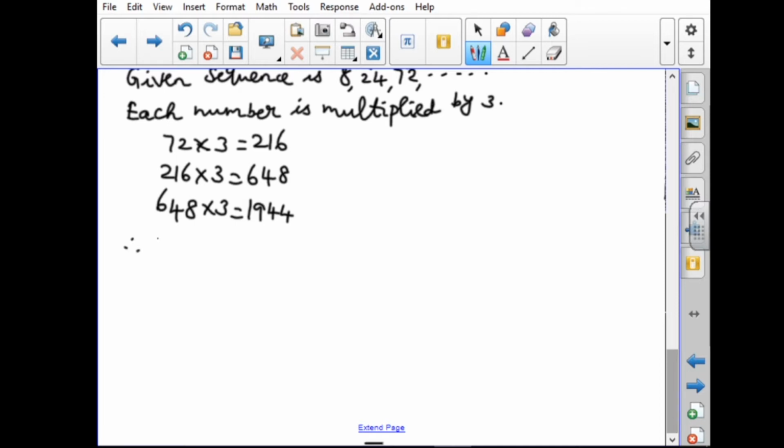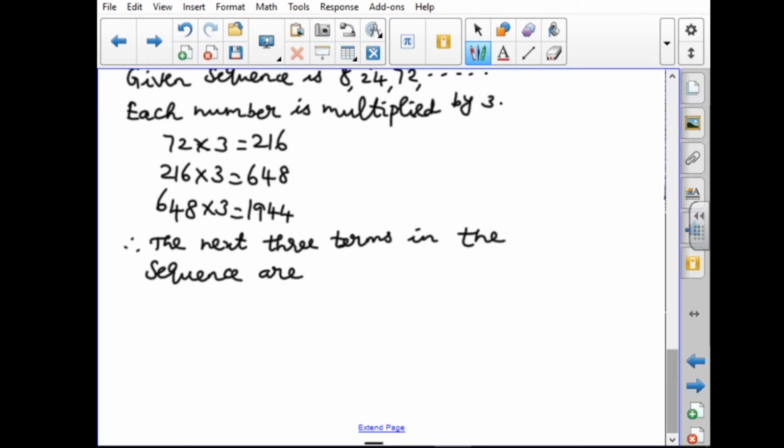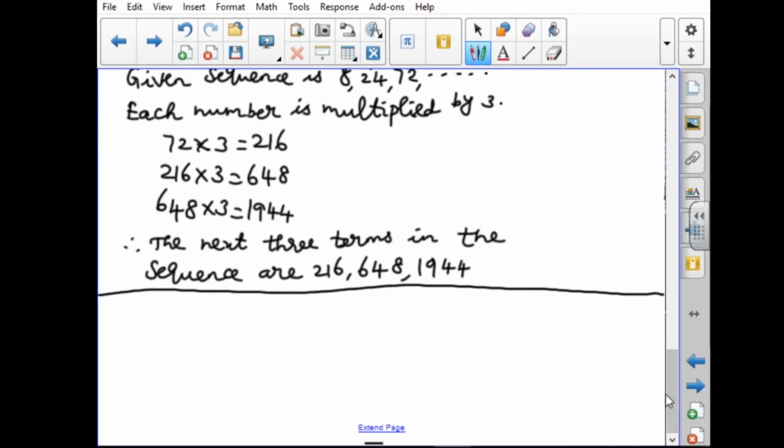Therefore, the next 3 terms in the sequence are 216, 648, 1944. That's all. Each and every sum you have to take and write the answer like that. Next, the second one.